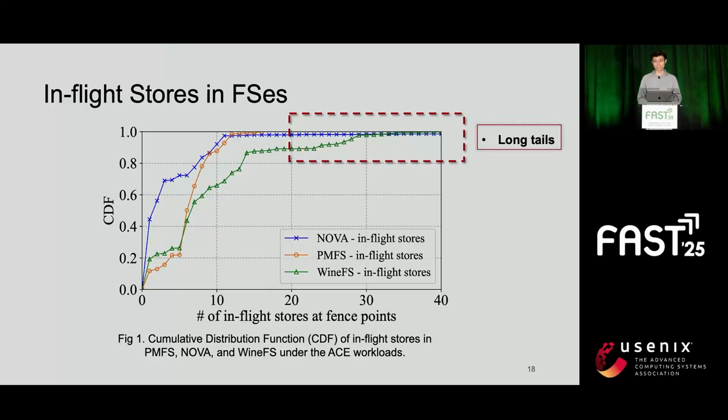This figure shows the cumulative distribution function of in-flight stores in the three tested PM file systems. We can see that more than 60% of fence points have fewer than 10 in-flight stores. Especially for PMFS and NOVA, 90% of fence points have fewer than 10 in-flight stores. However, they both have long tails, and the long tail can dominate the number of crash planes.